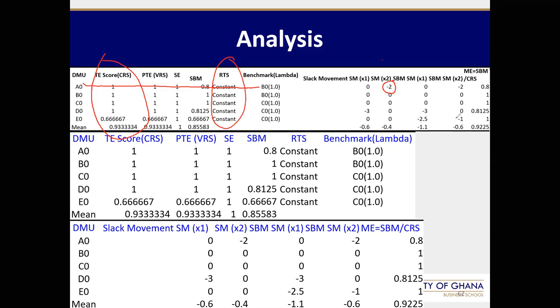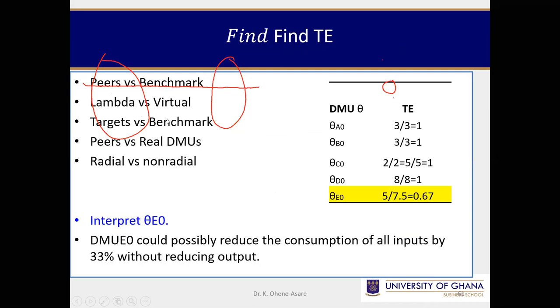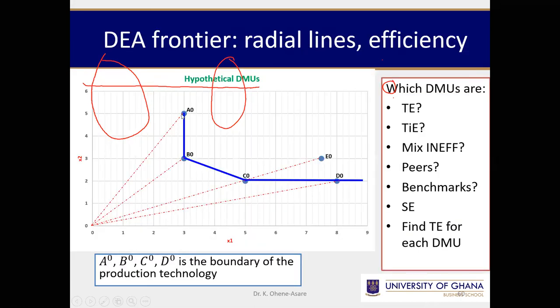So it means that there were some resources that A was supposed to use but didn't use, or A is overusing the resources. A is overusing, and you can see that that was the case. If you go critically to A, let's go back to the graph. If you look here, you can see that A is using too many of the resources, X2. 5, 4, 3, before you get to B. So there's a resource gap of what?